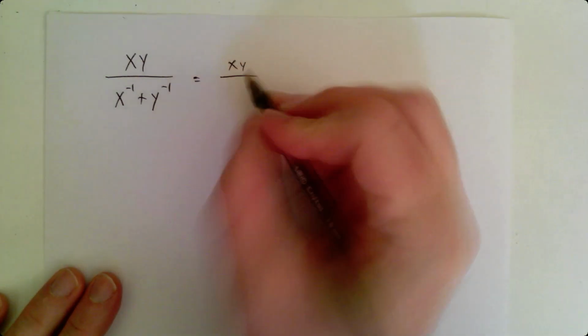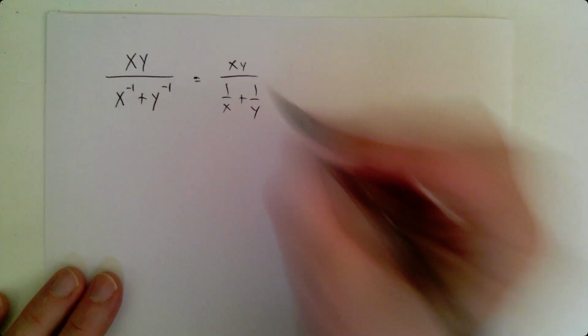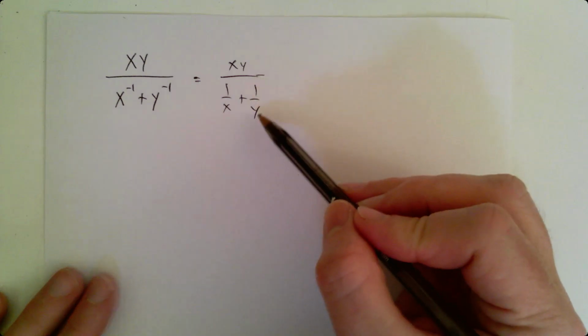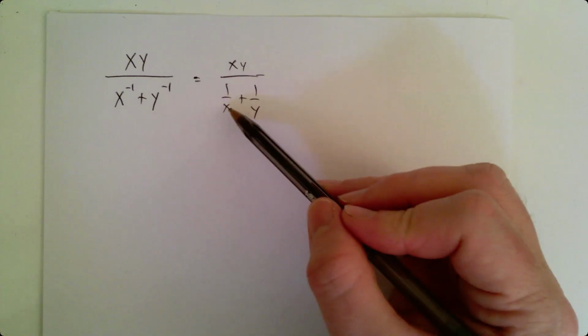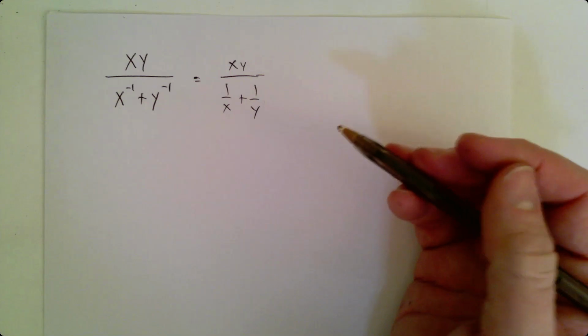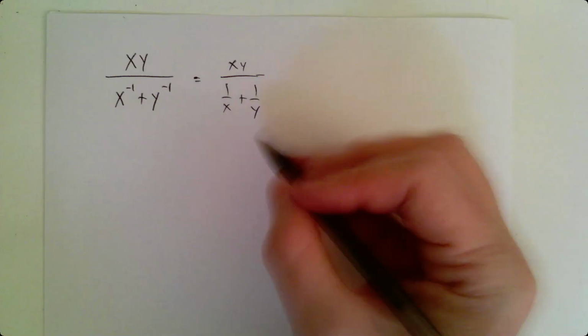Okay, what about something like this? So this one, I can rewrite these as 1 over x and 1 over y. What if I wanted to clear these denominators? So I don't want to have a fraction down here, and I don't want to have a fraction down there. If I wanted to get rid of this x, well, let's discuss two different ways I could do it.